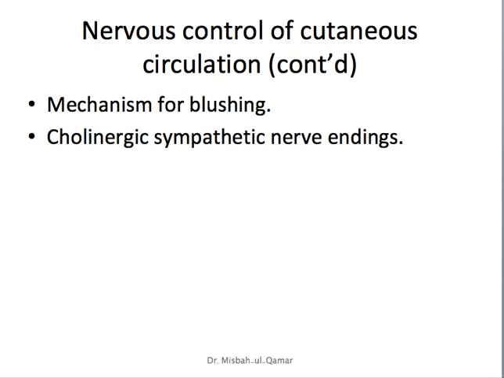And according to some authors, there is also release of acetylcholine from the cholinergic sympathetic nerve endings. The evidence of this is that cholinesterase has been found in abundance in the arteriovenous anastomoses, which are the vessels primarily dilated during body warming.